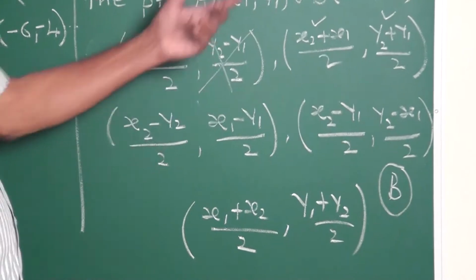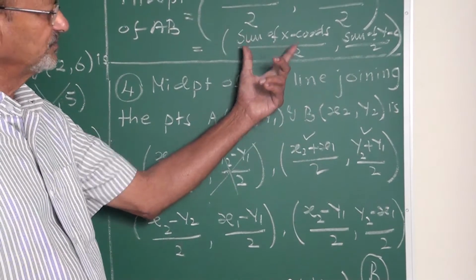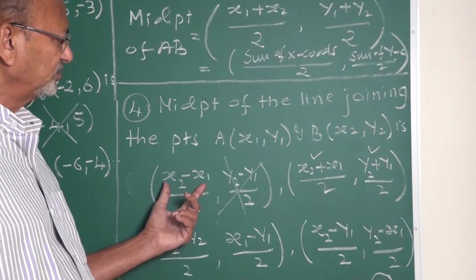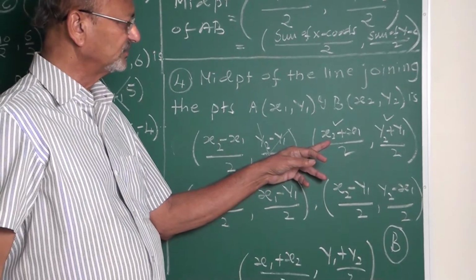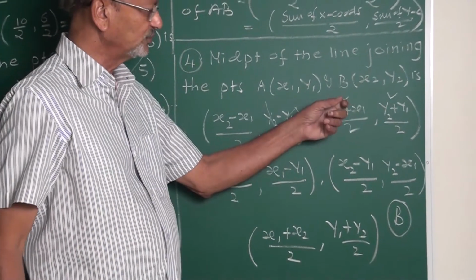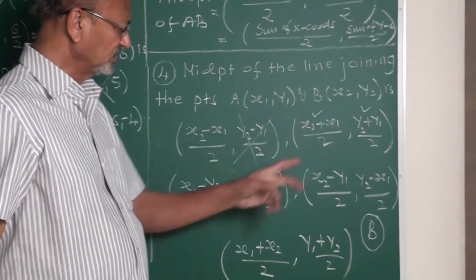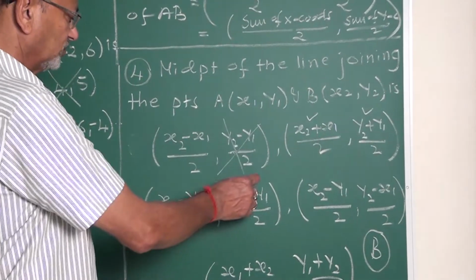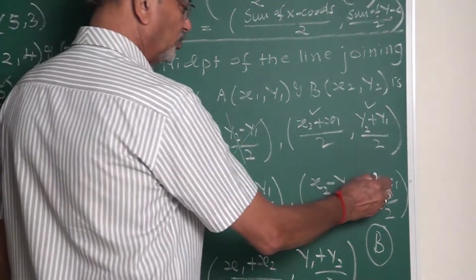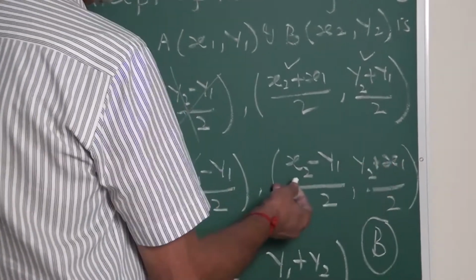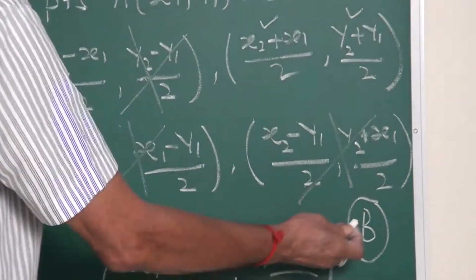That is why I have written down sum of x coordinates. Is it sum of x coordinates? No. This is sum of x coordinates. Next, sum of y coordinates. If you say yes, pass to the next. What about this difference? No. Even though they give plus here, it is not at all a formula. So the answer is what?